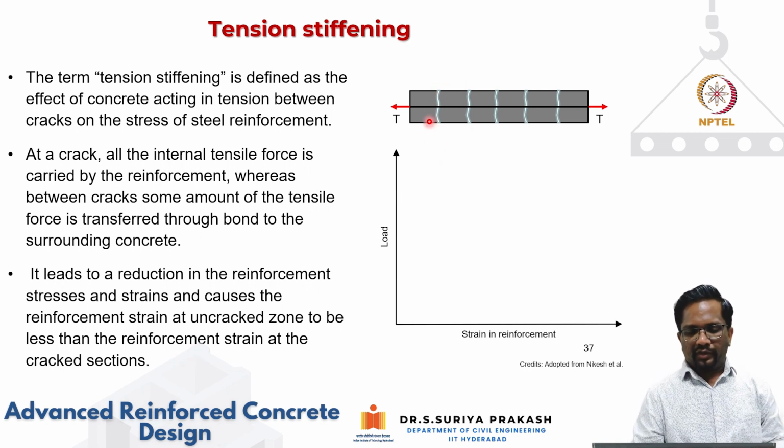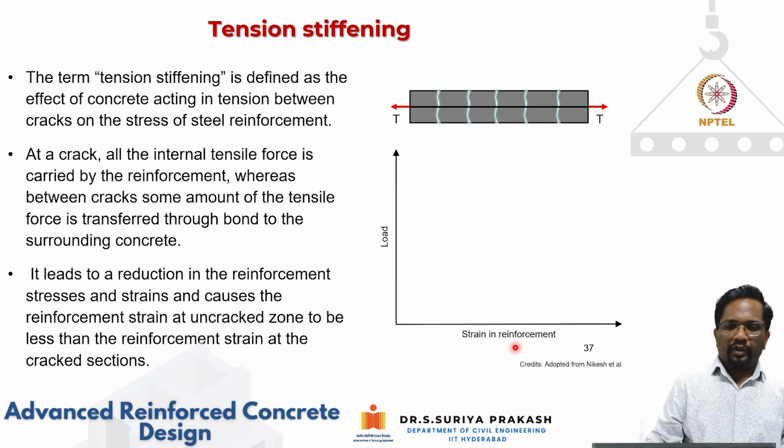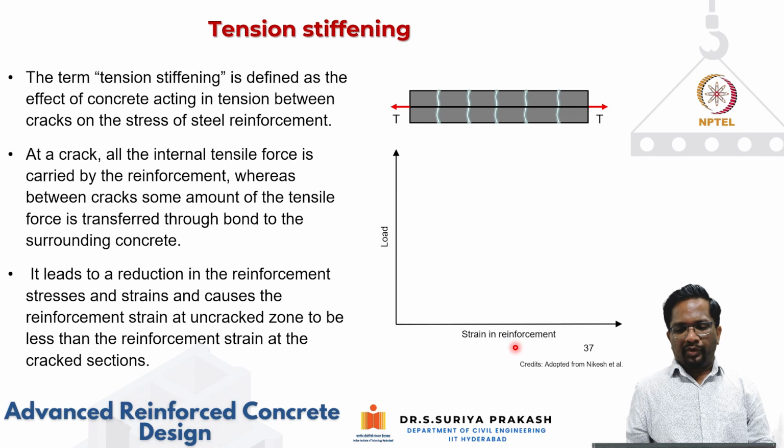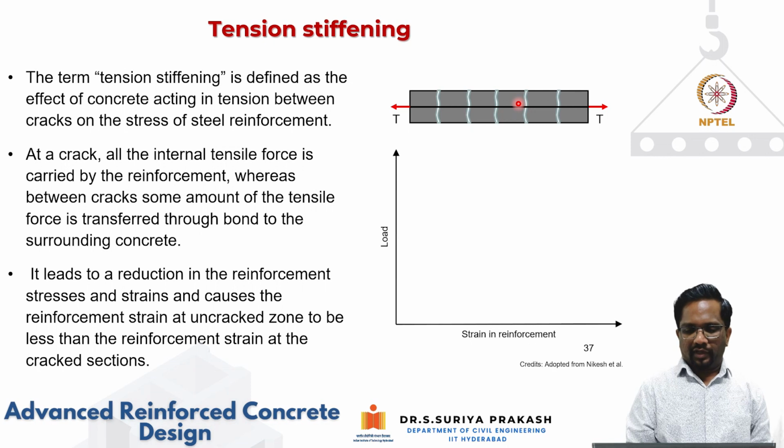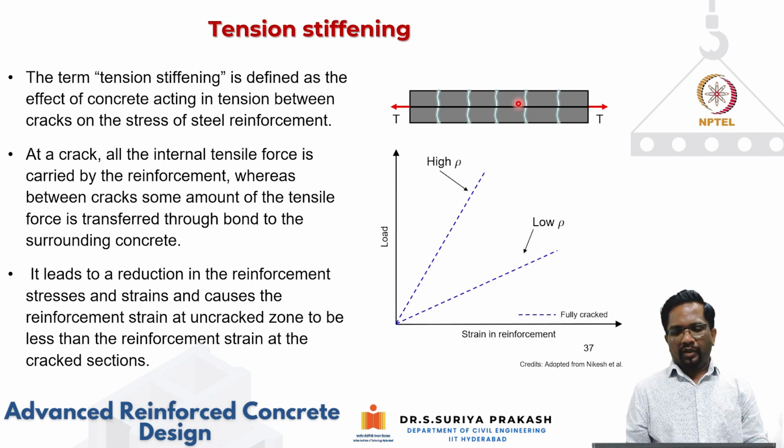So if I plot the applied tension load on the y-axis and the strain in the reinforcement on the x-axis, we can look at a couple of scenarios. One prism with a very high reinforcement, a lot of steel, and another with very low steel. So let us look at how this curve goes. If it is a fully cracked specimen, of course, if I put low steel, it will take low loads. Stiffness also will be less. And if I have a lot of steel, then the slope of this load-strain curve is going to be higher, because now more area of steel is there resisting this applied load.